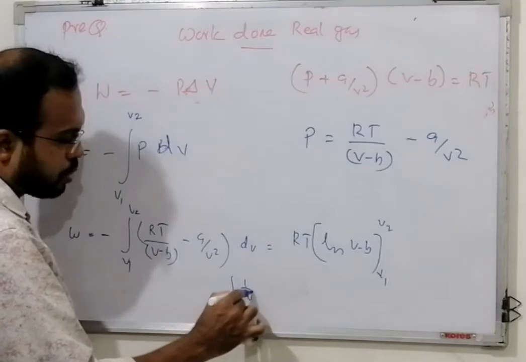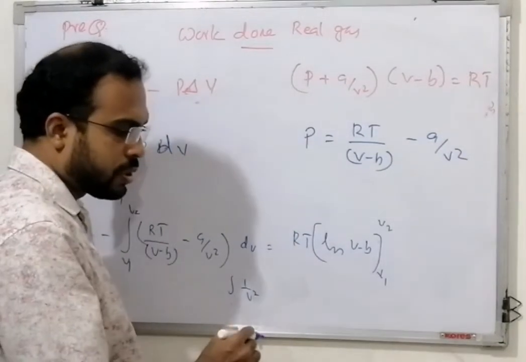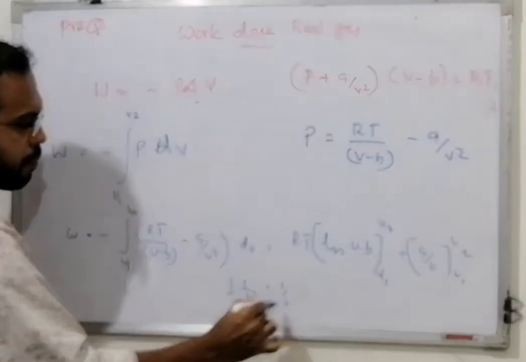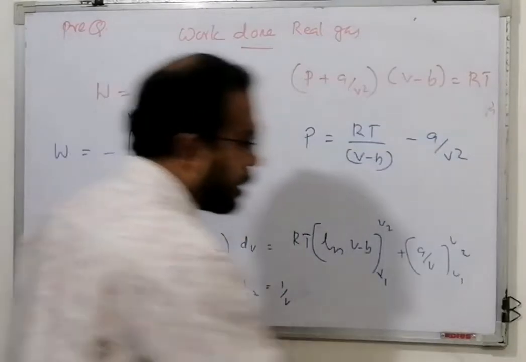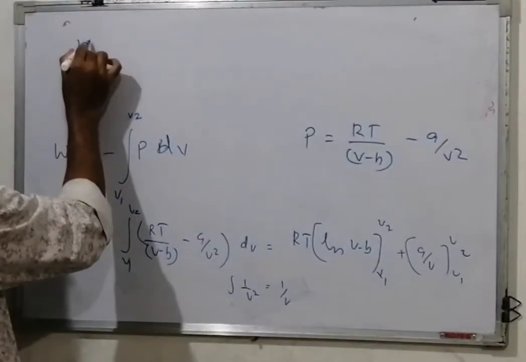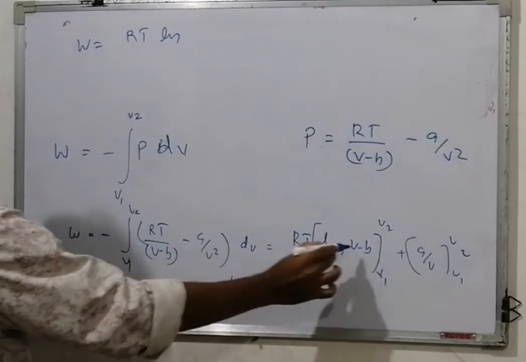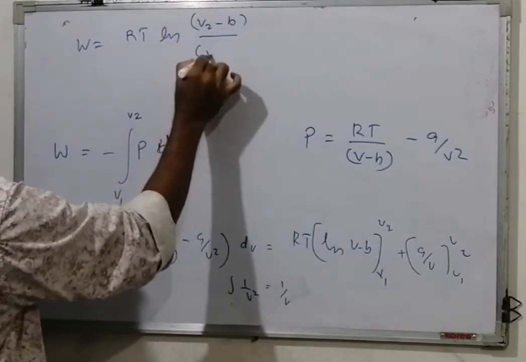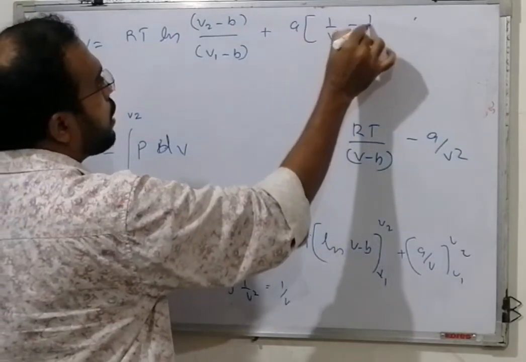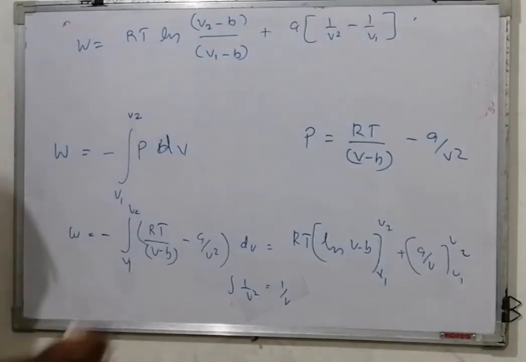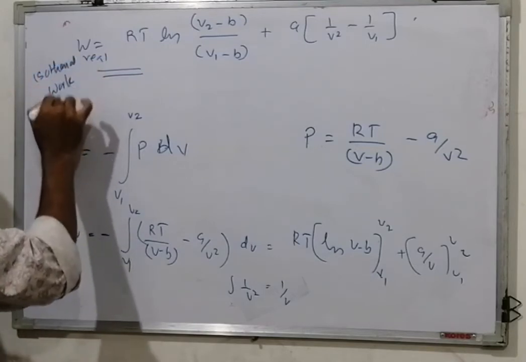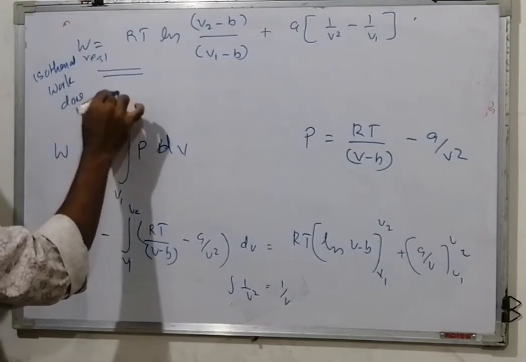What is the integration of 1 by v square? Tell me, what is the integration of 1 by v square? That is minus 1 by v, from V1 to V2. Now, you apply the limits. When you apply the limits, W is equal to RT ln of V2 minus b divided by V1 minus b, plus a into 1 by V2 minus 1 by V1. This is the work for real gas, isothermal work done by real gas. Very, very important.